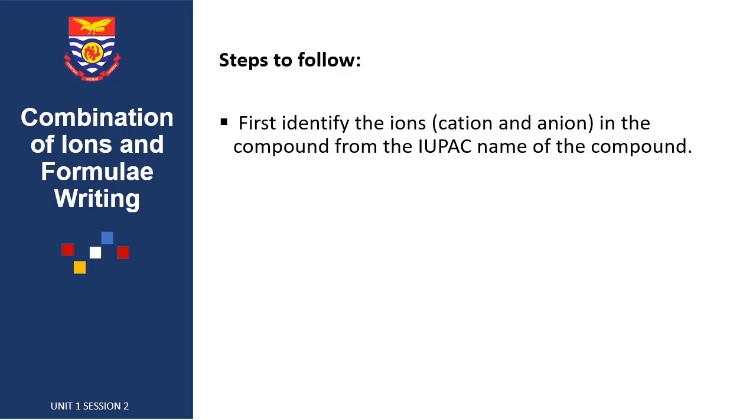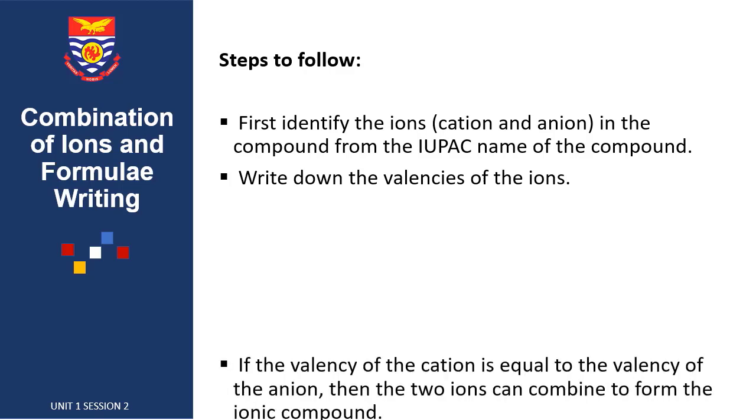The first thing is to identify the ions present. By this, we mean you should split the compound into the cation and the anion. We are writing that of ions, an ionic compound, so we should expect to see cations there and we should expect to see the anion there. You should split into these two ions. Second, write down the valencies of the ions. You remember valencies, the charge on the ion, but we are not including the sign, whether positive or negative.